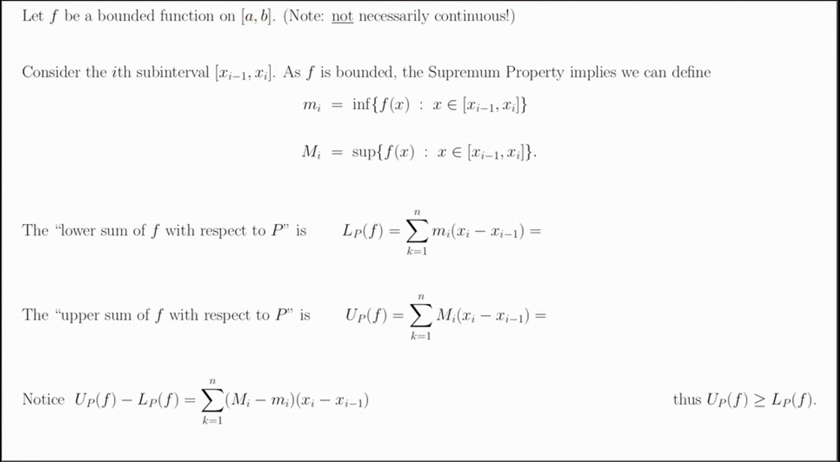For example, we would not be considering something like 1 over x from 0 to 1, because a, it's not bounded, and b, it's not defined at 0.